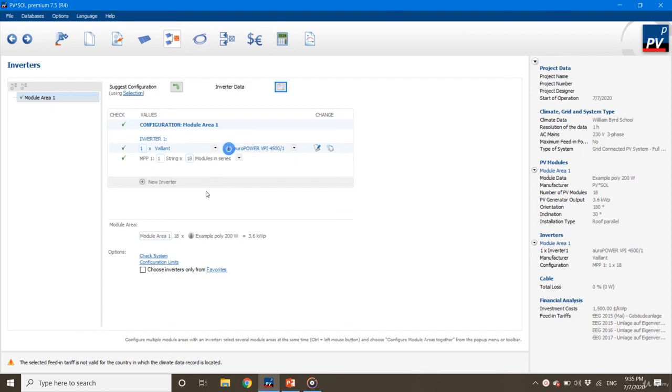Lastly, you can check the inverter specs here and also its characteristics curve. When you see all the check marks green, then you can go to the next step. Remember, you can select the inverter and the configuration yourself, or PV Sol recommends it for you.